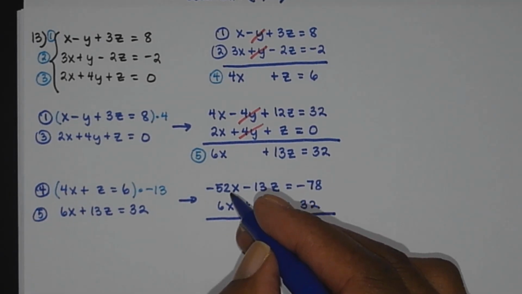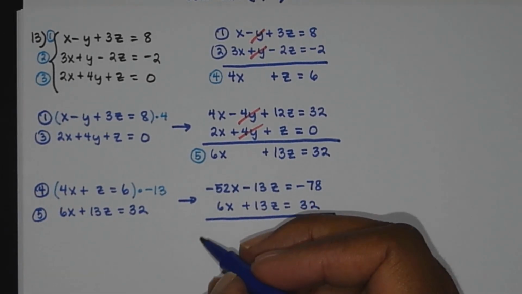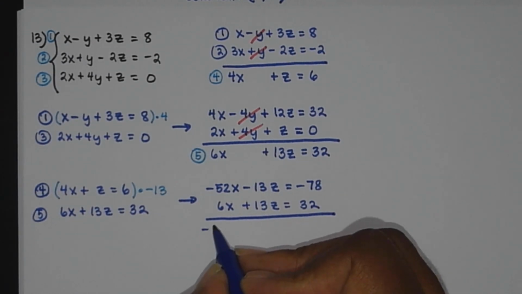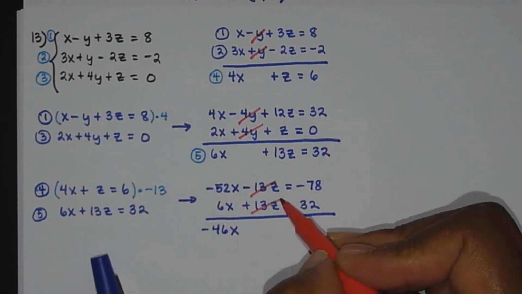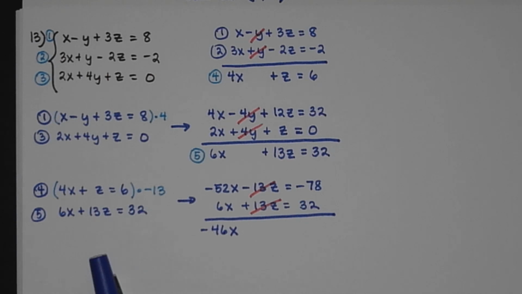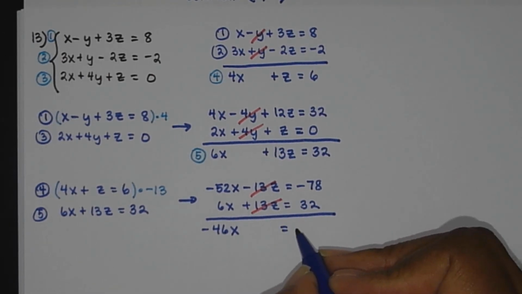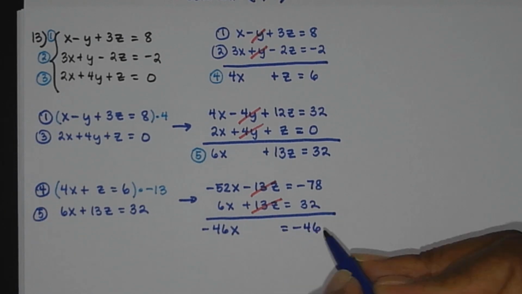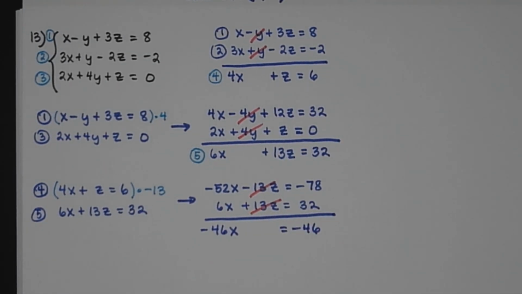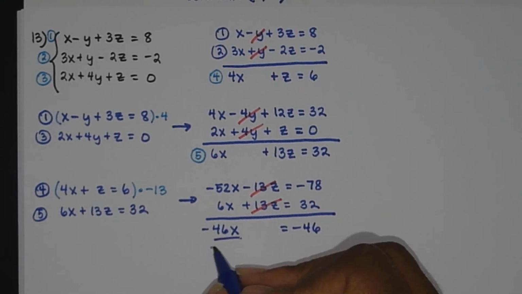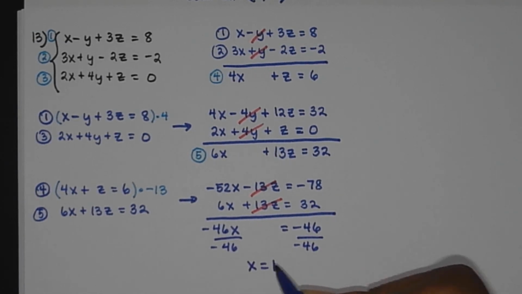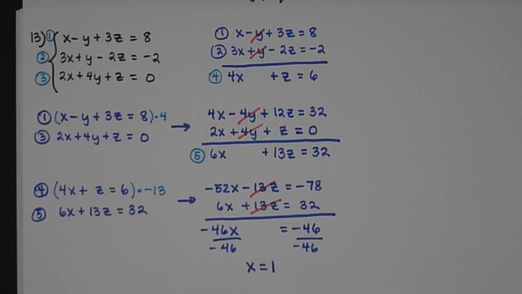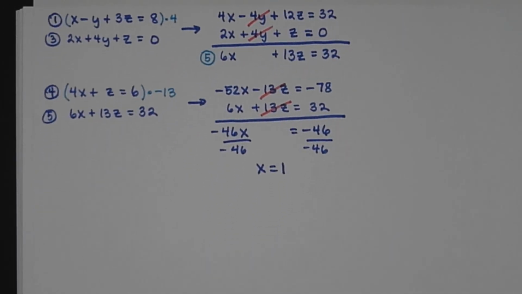Now, if I add negative 52x to 6x, I'm going to get what? Negative 46x, and then minus 13z and the plus 13z, they're gone. And then negative 78 plus 32 would be what? Negative 46. So I have negative 46x is equal to negative 46. And if I divide both sides by negative 46, x will be 1. So here we know what x is. x is equal to 1.